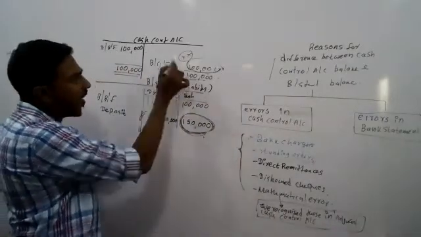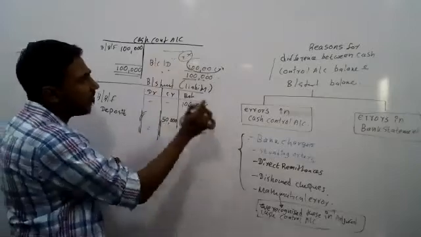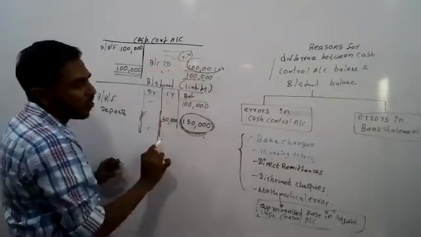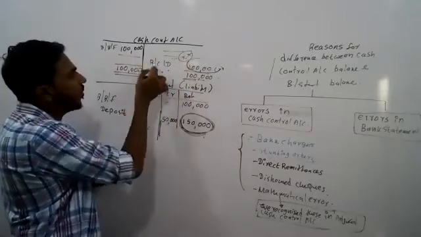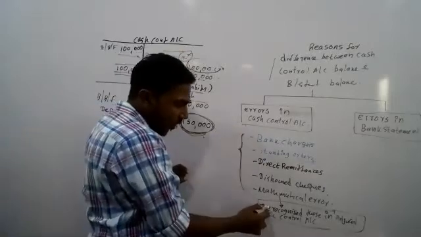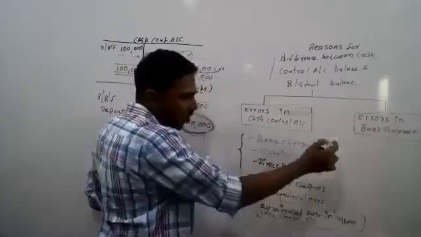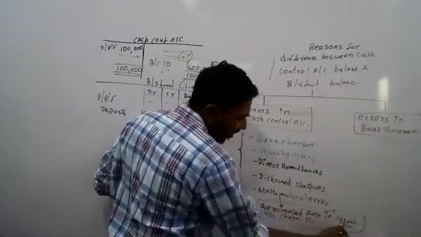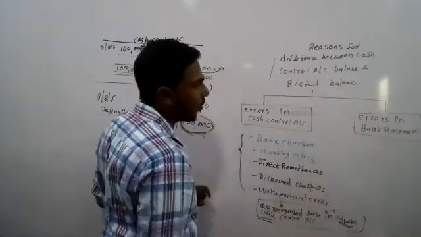If you haven't recorded bank charges, we record them. If you haven't recorded standing orders, you're supposed to record them. If you haven't recorded direct remittances, you're supposed to record them. Because it's an error in the cash control account, the error should be rectified using the cash control account. Once we rectify it, it is called the adjusted cash control account.